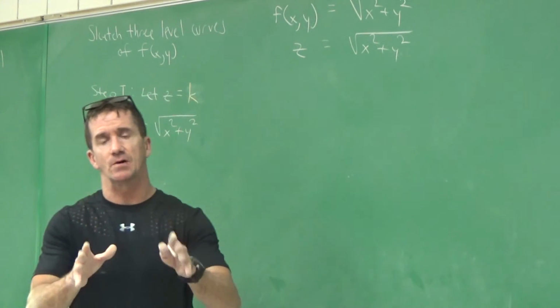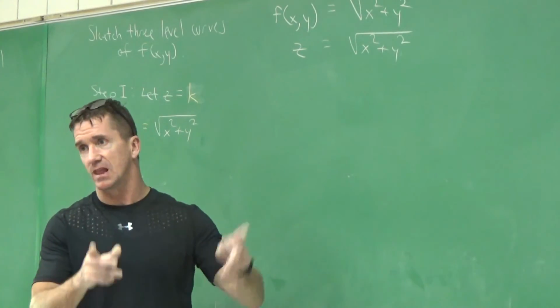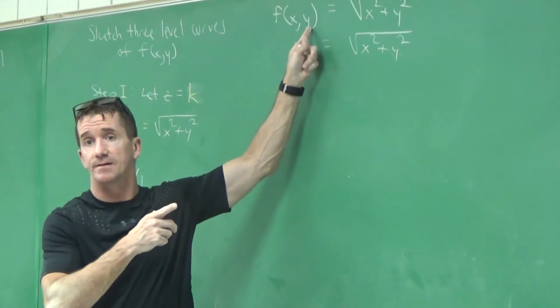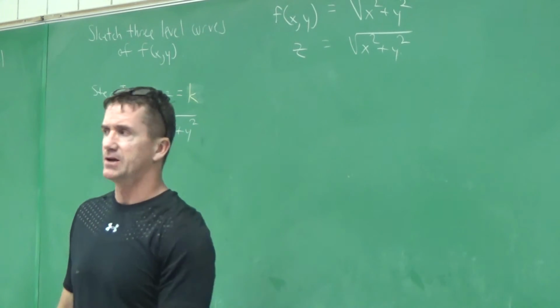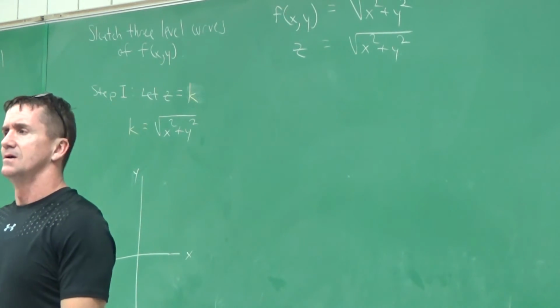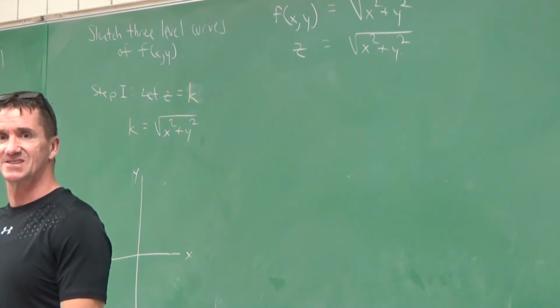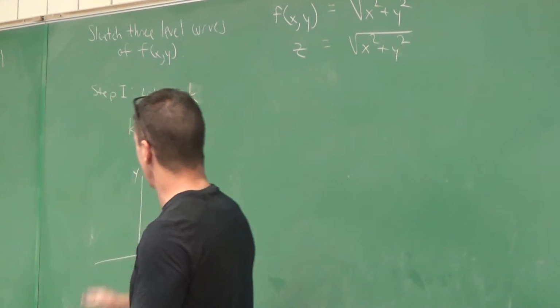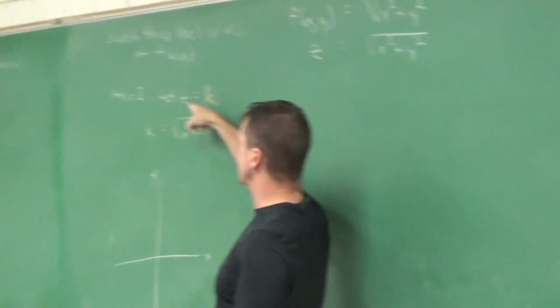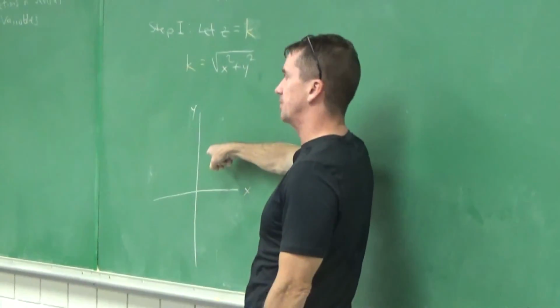I have to be very, very clear though, everyone: level curves of a function of x and y. Because later on you might have a function of x and y and z, and they might call those level surfaces. But right now, level curves, a function of x and y, we let z equal k and we draw them in the xy plane.